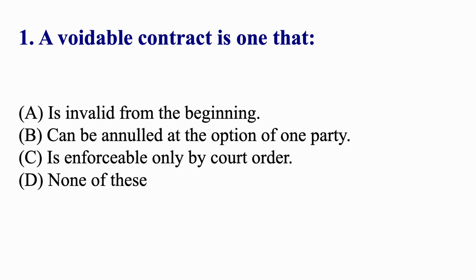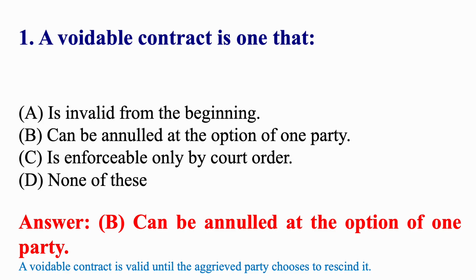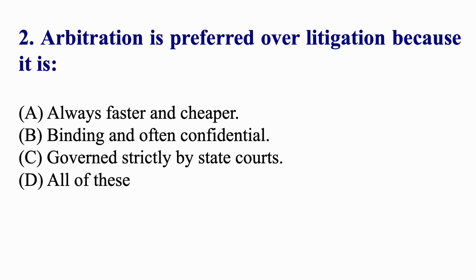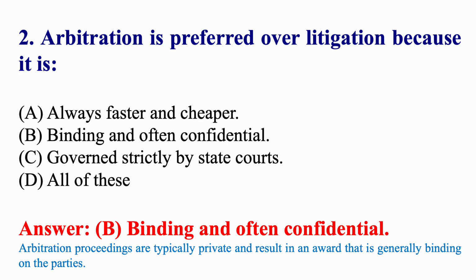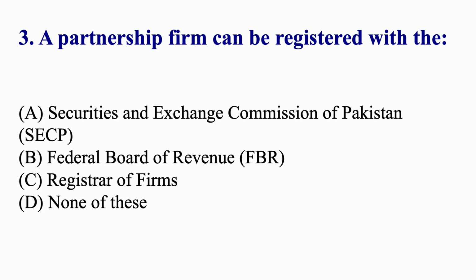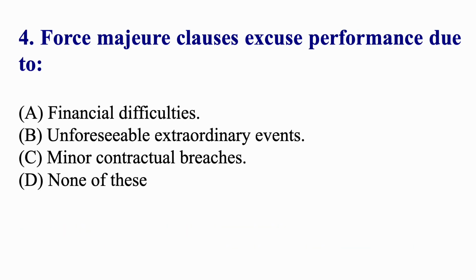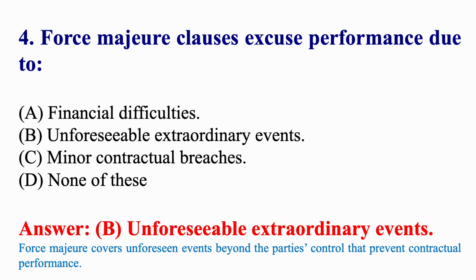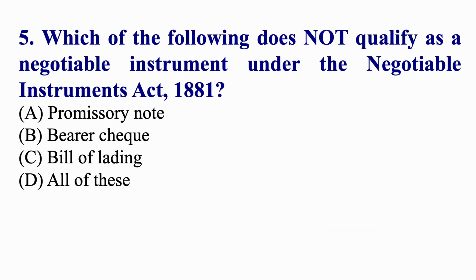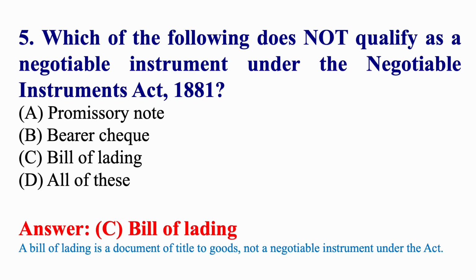A voidable contract is one that can be annulled at the option of one party. Arbitration is preferred over litigation because it is binding and often confidential. A partnership firm can be registered with the Registrar of Firms. Force majeure clause excuse performance due to unforeseeable extraordinary events. Which of the following does not qualify as a negotiable instrument under the Negotiable Instruments Act 1881?